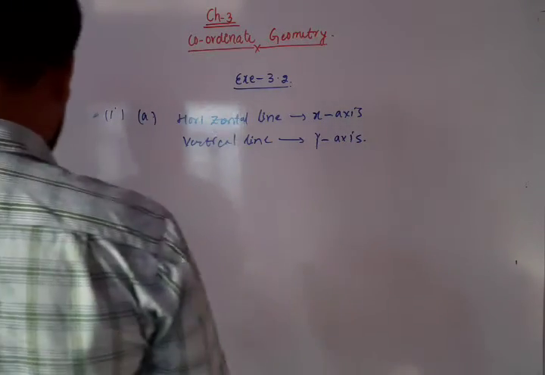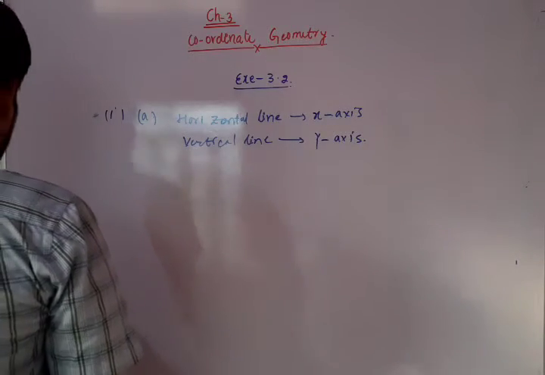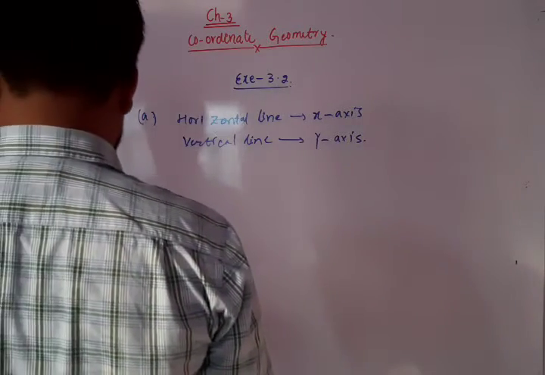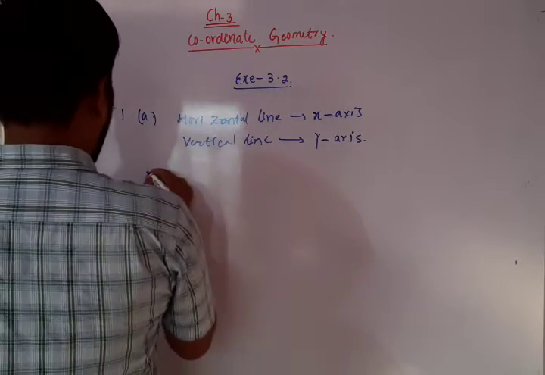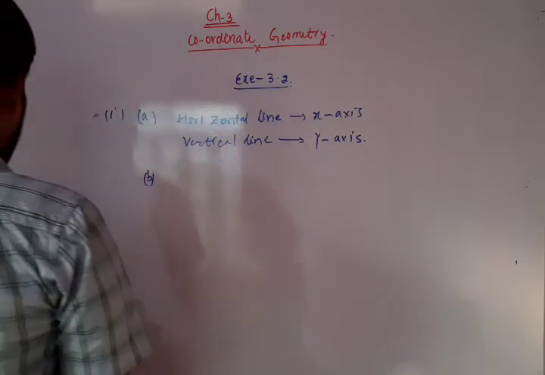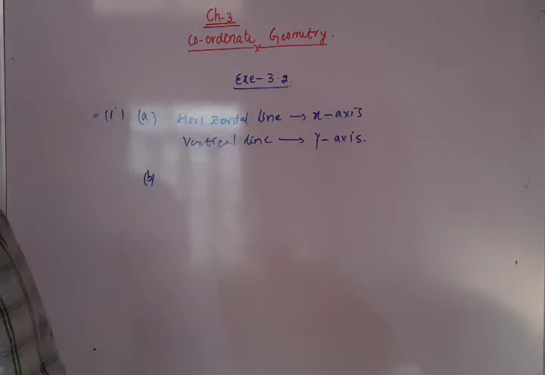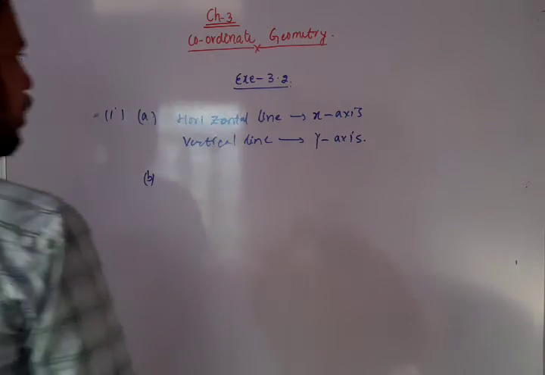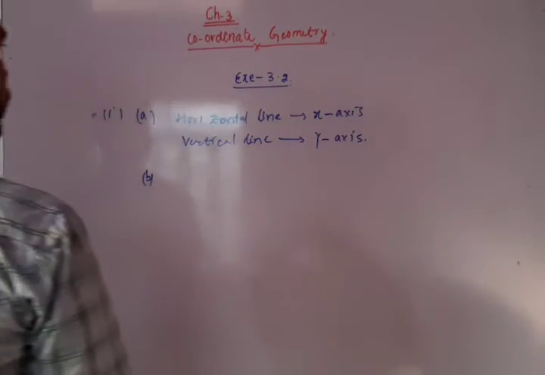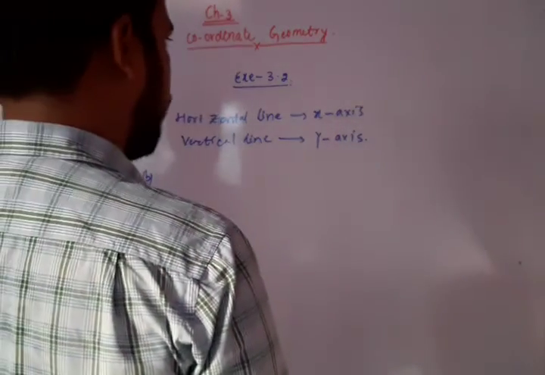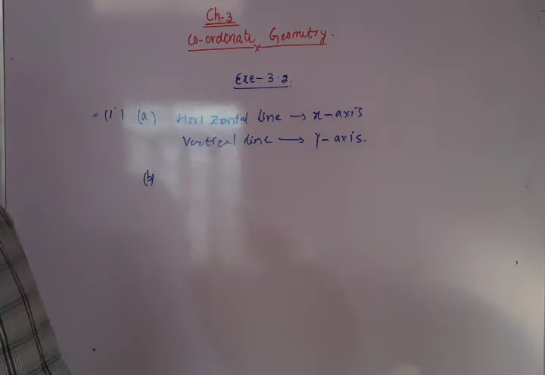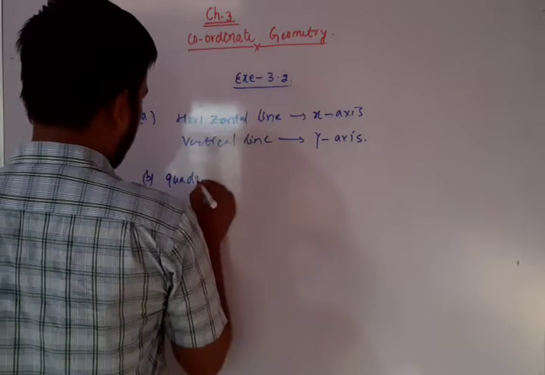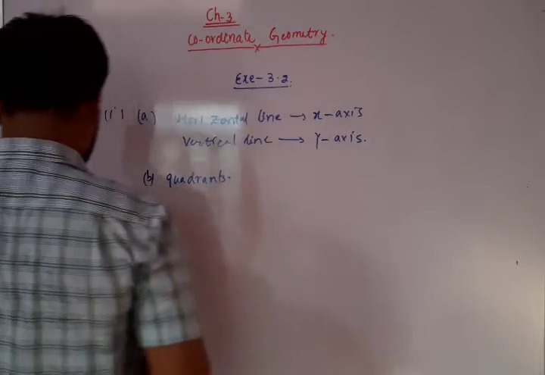Now moving on to the next question. What is the name of each part of the plane formed by these two lines? I have just explained quadrant. What is a quadrant? When two lines intersect each other and four parts are formed, those four parts are known as quadrants. So the answer of B will be quadrants.